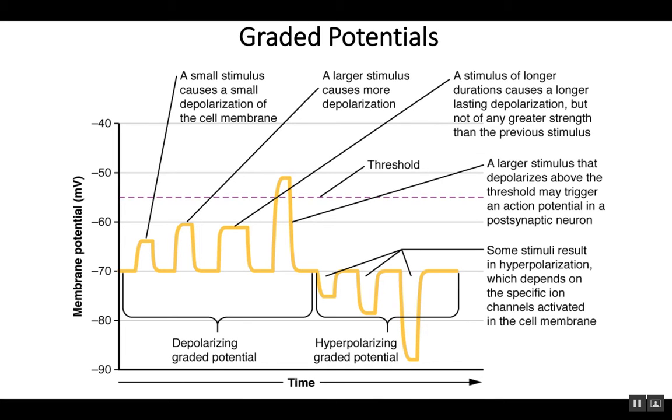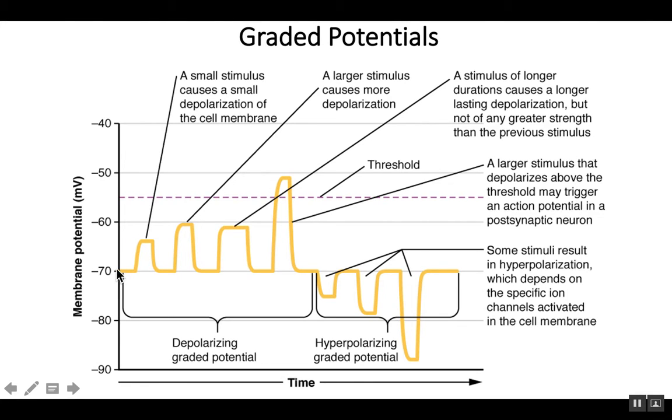Recall that neurons get stimulated at their dendrites, and the stimulation at the dendrites causes what we call graded potentials. These graded potentials can either eventually trigger an action potential or they can actually prevent an action potential from occurring. So, what we're showing here is a graph representing different graded potentials that might occur at the dendrites.